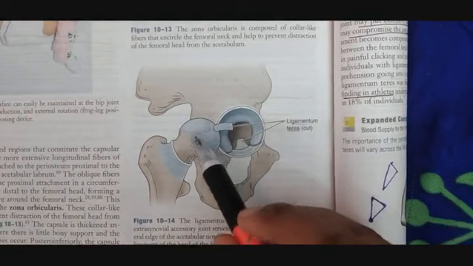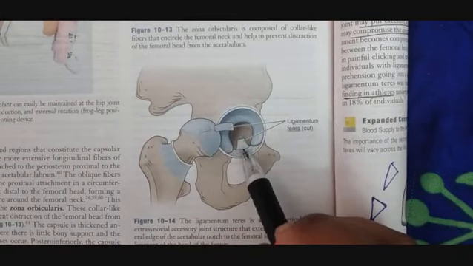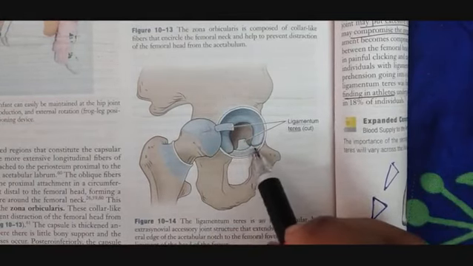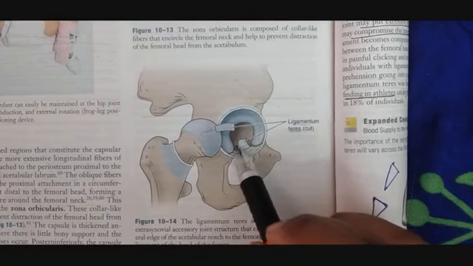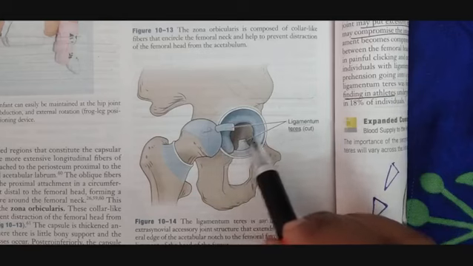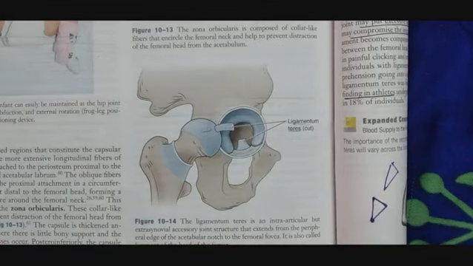So this is the ligamentum teres. Its apex is attached to the fovea capitis. Its base is attached to the transverse acetabular ligament, which spans both ends of the acetabular notch. And both borders of this ligament are formed by the medial and lateral margins of the acetabular notch.